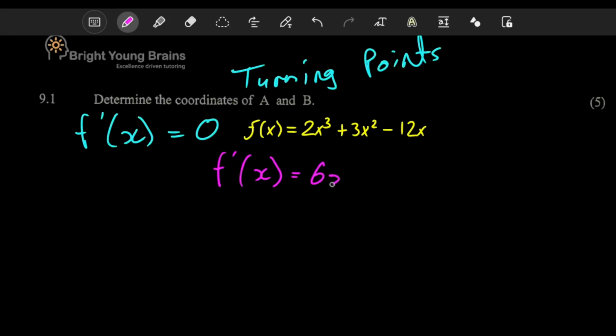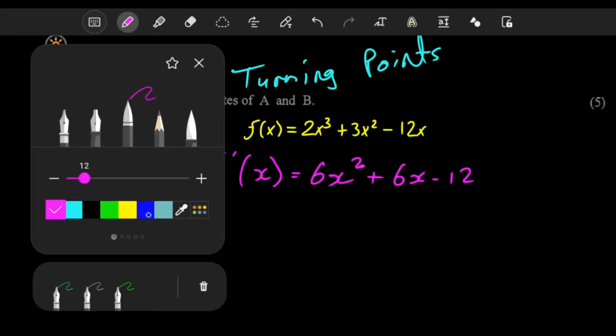This and that. 3 times the 2 there. And then 1 times the negative 12 there. There we go. We've just differentiated.